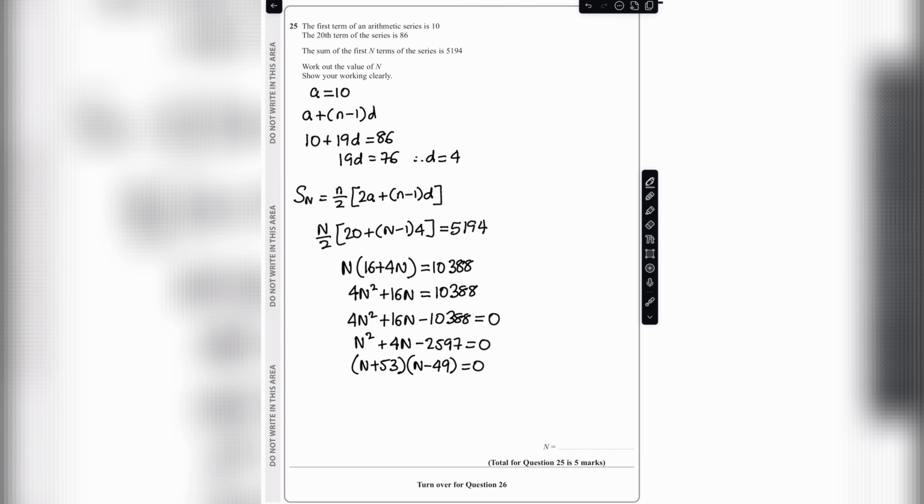So we have n plus 53 multiplied by n minus 49, and that equals 0. So my final values for n are minus 53 and 49. And given as n cannot be less than 0, the final value for n is 49.